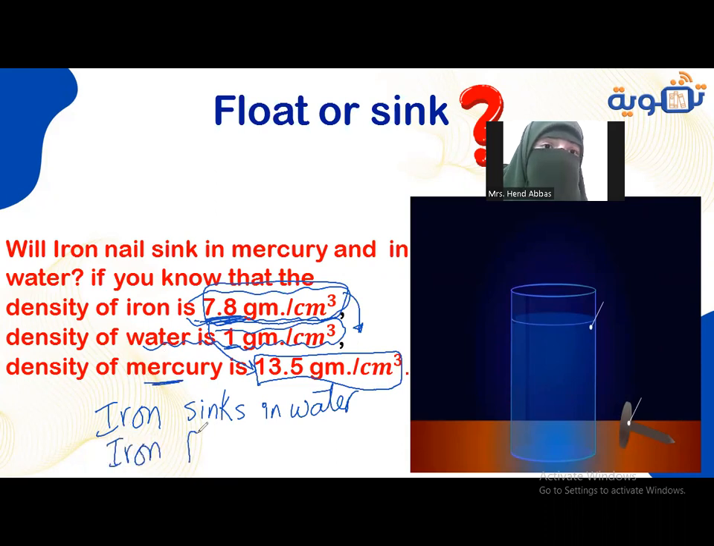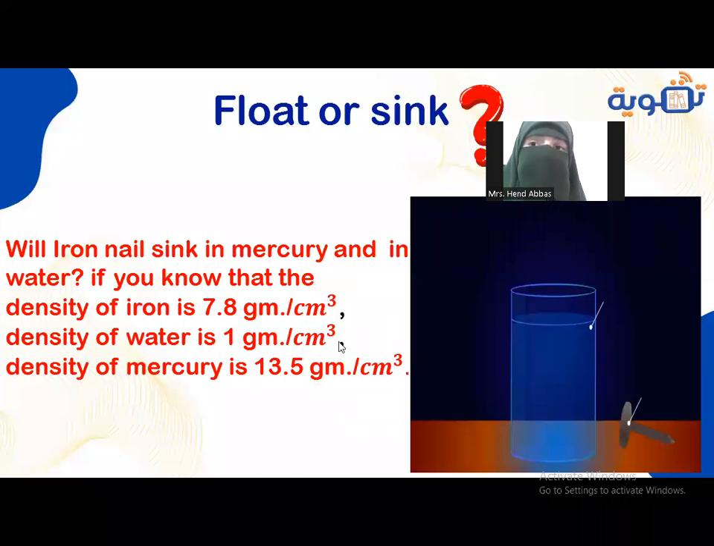So the iron nail floats in mercury. Why? Because it has lower density than mercury. Yes, 7.8 is less than 13.5. So less density, so it will float. It will move upward. So again, the iron nail will sink in water while it floats in mercury. Because the density of iron is higher than the density of water, while the density of iron is less than the density of mercury.